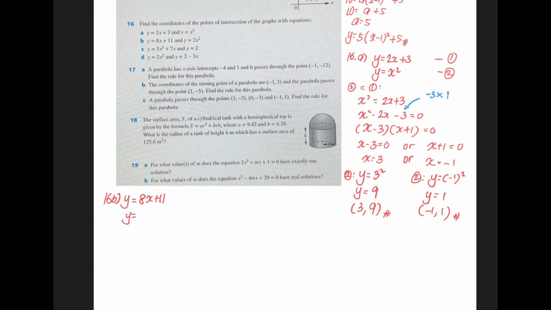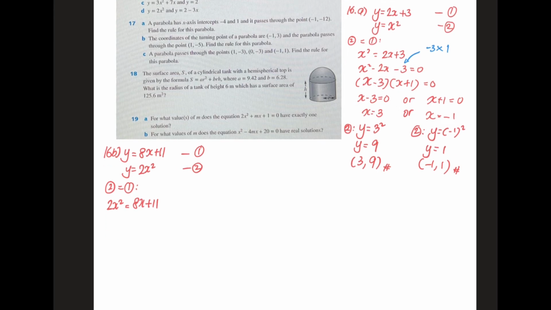Now let's do 16b. y equal to 8x plus 11 and y equal to 2x squared. Equation 1, equation 2. Now again we let 2 equal to 1. So we substitute 2x squared equal to 8x plus 11. Then we bring everything to one side, to the left.